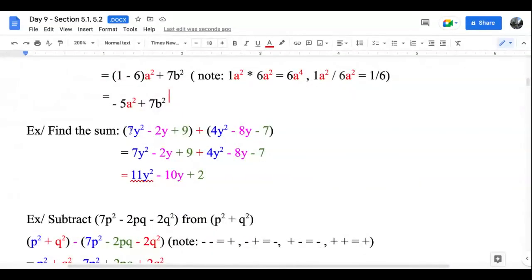Okay, let's see this one. We have this trinomial and this trinomial, and we want to add those two trinomials. So what do we do? We look for like terms. 7y squared plus 4y squared, that's 11y squared. Negative 2y minus 8y, that's negative 10y. Positive 9 minus 7, that's positive 2.